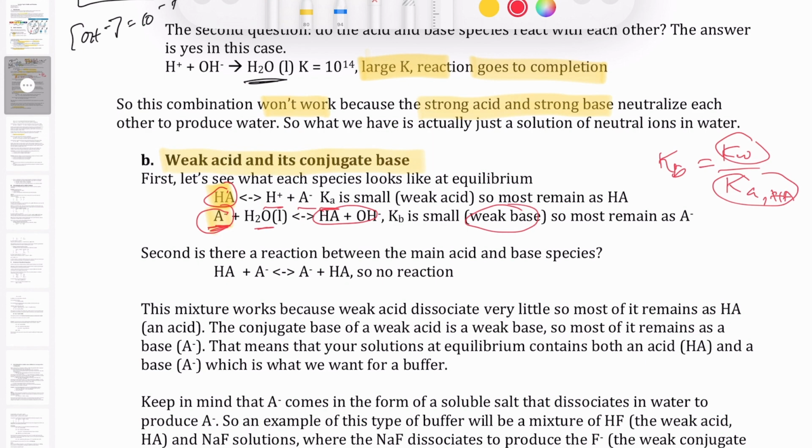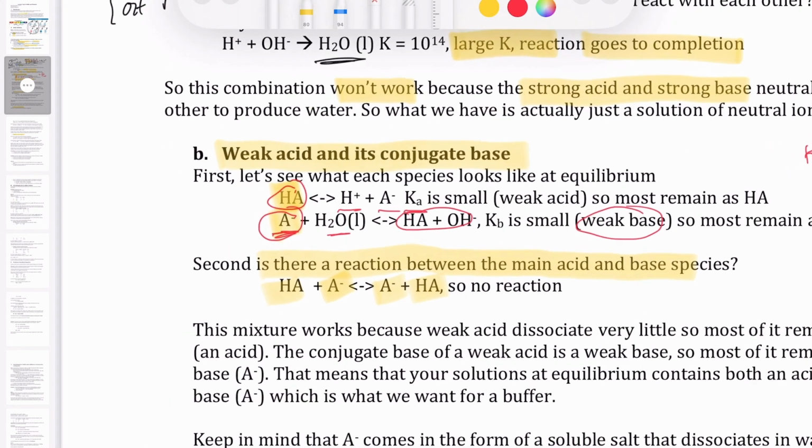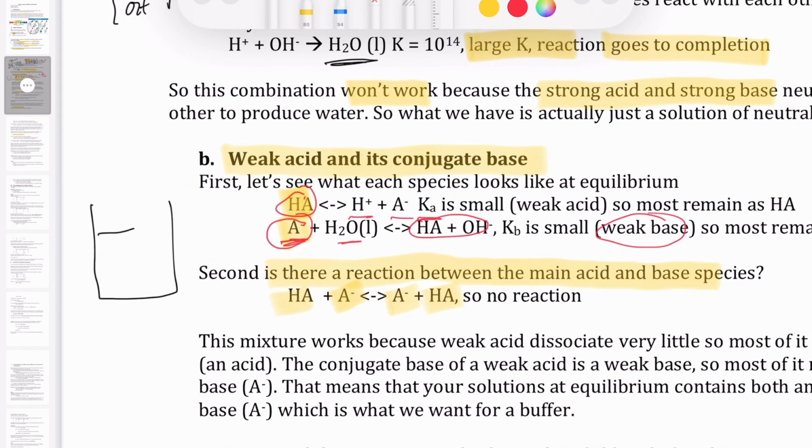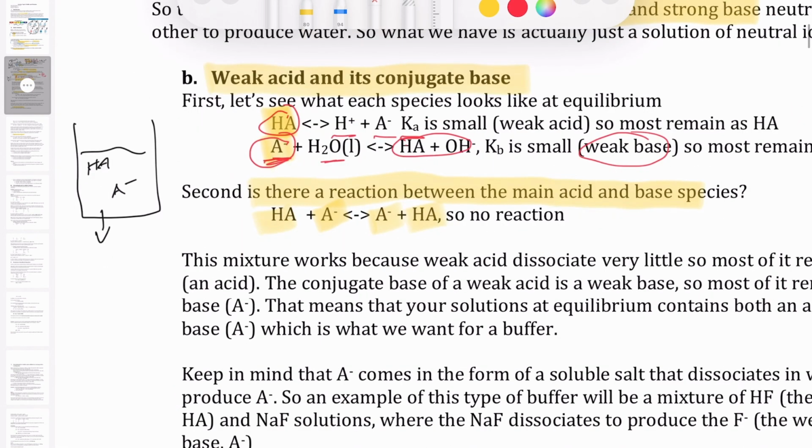The next question we're going to ask is, is there a reaction between the main acid and base species that exists? Well, the main acid species is HA, the main base species is A minus, so they're just conjugate acid-base pairs. So if I put them together in a reaction, all I'm going to get is the same thing. So that just means that there's no reaction. So in conclusion, what do I have in my beaker when I put a weak acid and its conjugate base? I'm going to have mostly HA, which is the weak acid. I'm going to have mostly A minus, which is the conjugate base, which happens to be a weak base in this case. Now, this will make an excellent buffer.